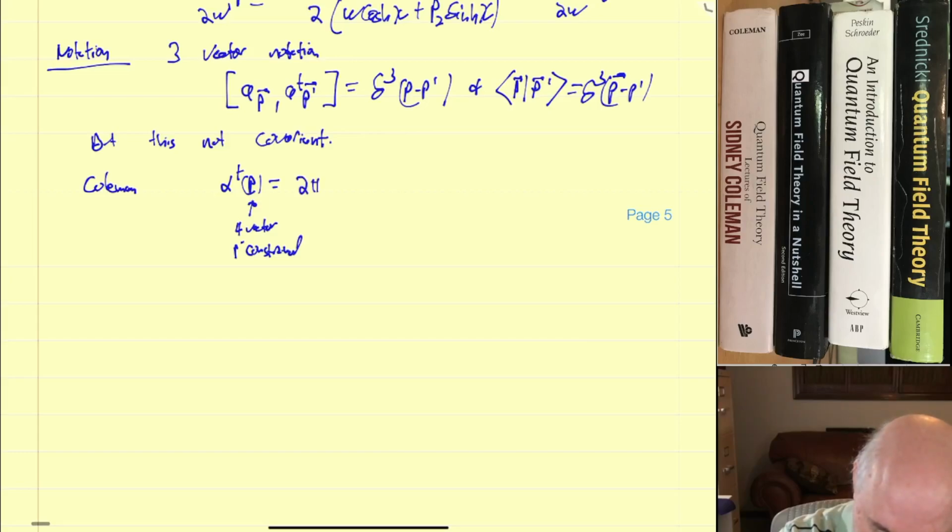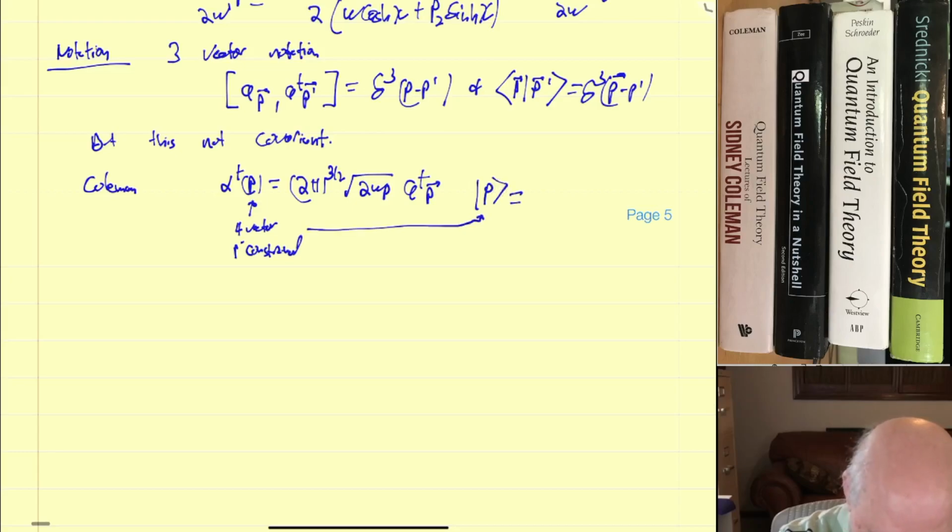So alpha dagger of P he defines as the square root of 2 pi cubed 2 omega P times A dagger of P. So when you use this, and a lot of books use this definition, but they don't call it alpha. They just keep calling them A and A daggers. That's what Czernicki does. And also the state P, this is again a 4 vector, P is equal to the square root of 2 pi cubed 2 omega P times our usual 3 vector state. And again, the time component is constrained.